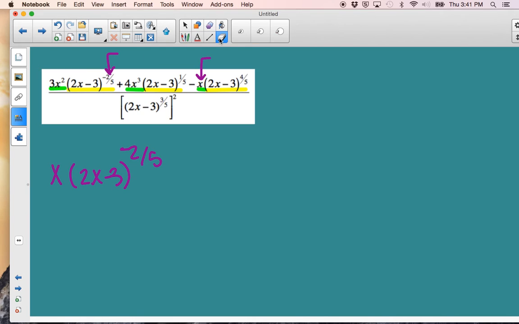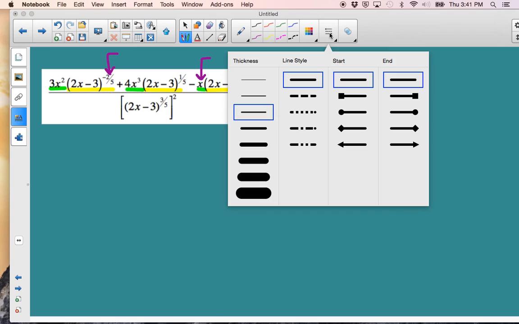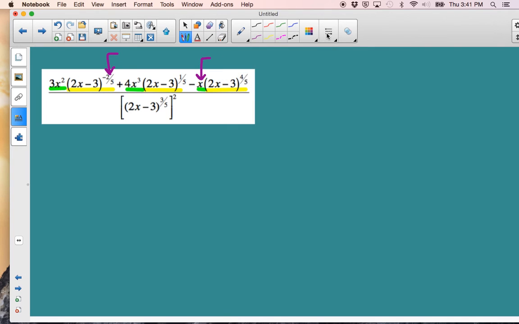I don't want this big thick stuff. Pen, color, white, thin. Okay, so we had x and 2x minus 3 to the power of -2/5. Now let's think about what's left over. For my first term, I'll be left with 3x, and the 2x minus 3 to the -2/5 is all factored out.